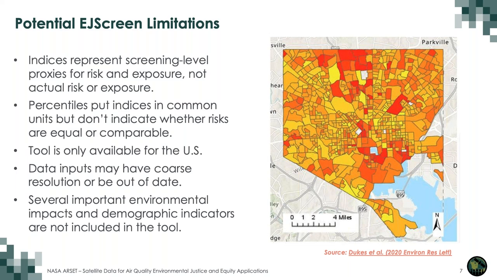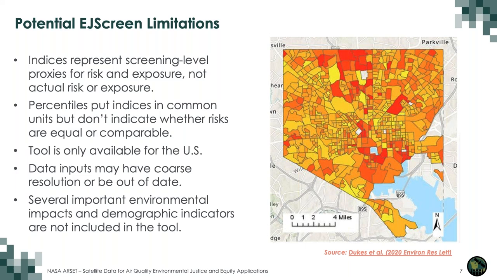Yet I mentioned before that census block groups are small administrative units that have about 600 to 3,000 residents. And in urban areas, they're generally much smaller than a 12 by 12 kilometer box. Therefore, these particulate matter and ozone inputs in EJScreen might not be able to fully discern or resolve differences in pollutant concentrations from census block group to census block group.